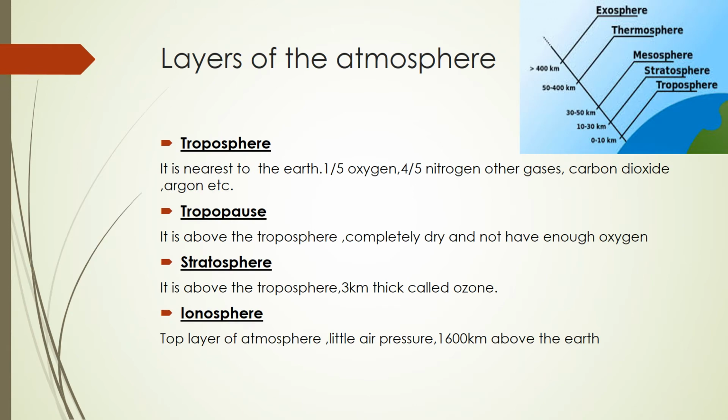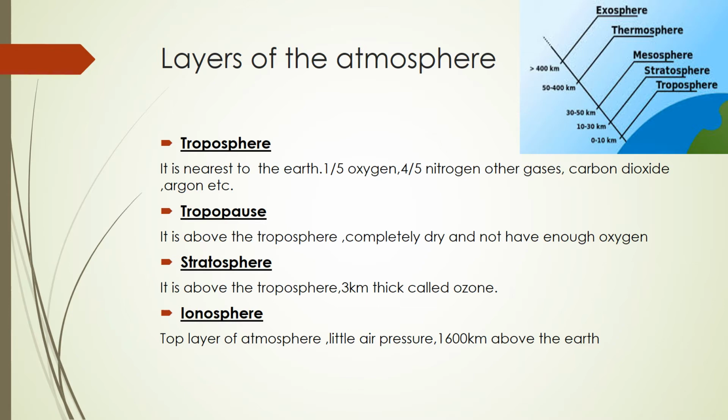Next, layers of the atmosphere. The atmosphere comprises different layers. First is the troposphere. Troposphere is the layer nearest to the Earth's surface. It is about 10 kilometers thick at the poles and 16 kilometers thick at the equator. 1/5 of the troposphere is made up of oxygen and 4/5 of it is made up of nitrogen. Other gases such as carbon dioxide, argon, etc. are present in very small quantities.